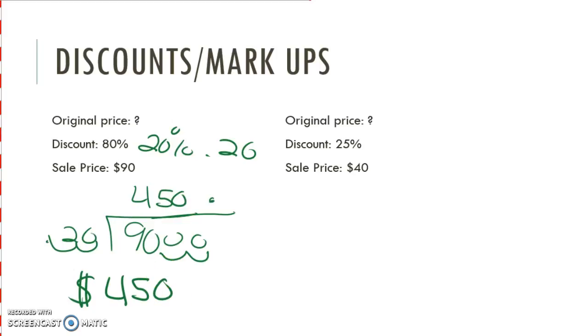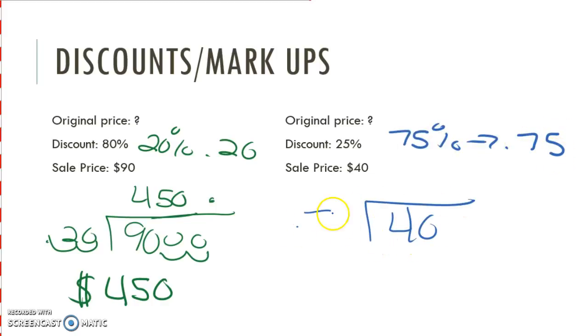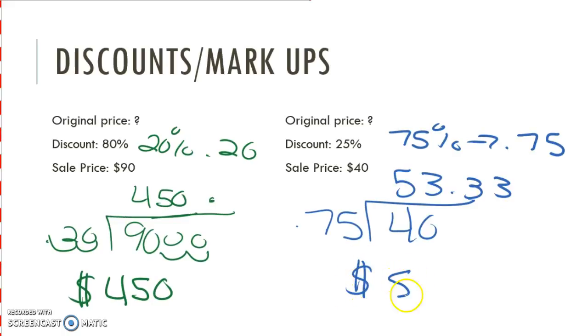Okay? Same thing for the second one. I'm going to do 100% minus my discount of 25%, which is going to be 75%, which as a decimal is 0.75. So I'm going to take my sales price and divide it by that decimal. So I'm doing 40 divided by 0.75. If you do that, you should get $53.33. Okay, so our original price for that one is $53.33.